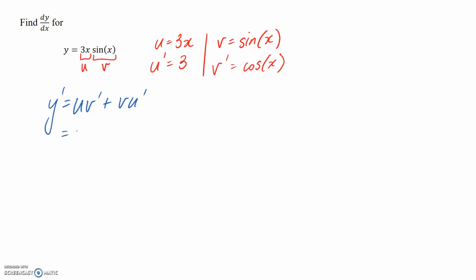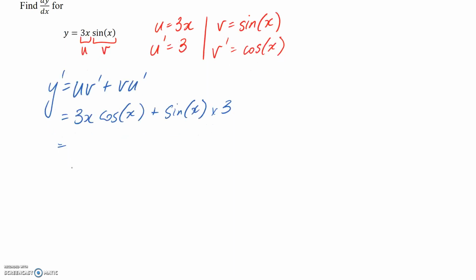So substituting in, u is equal to 3x, v dash is equal to the cos of x. We've then got v, which is equal to sine x, and u dash, which is equal to 3. So if we want to clean this up, we get 3x cos x plus 3 sine x as our answer. And of course, if you wanted to, you could factorize out the 3, but I'm not going to bother.